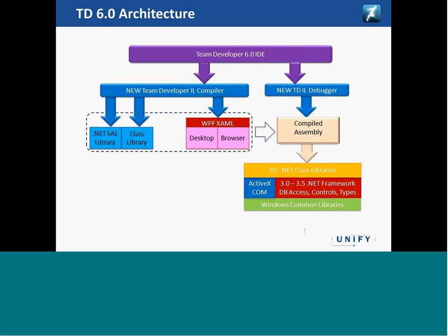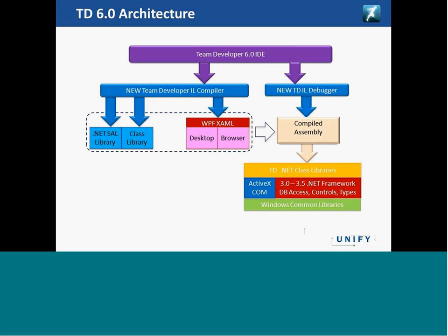The Team architecture at this point, to make it short, has a new Team Developer English language compiler. This compiler can create .NET libraries, class libraries, WPF desktop or browser applications. We have included the new Developer Intermediate Language Debugger. So this is a Microsoft debugger which is used to debug compiled assemblies.